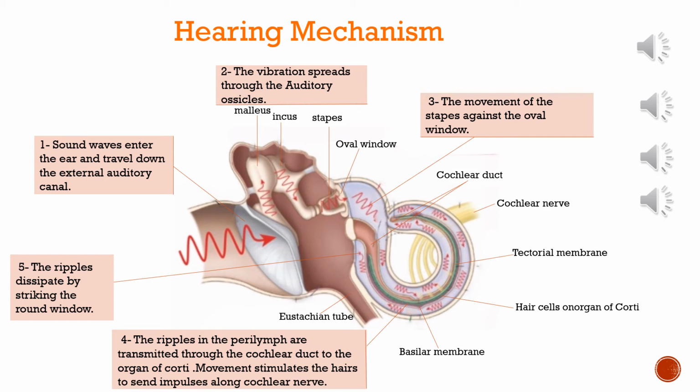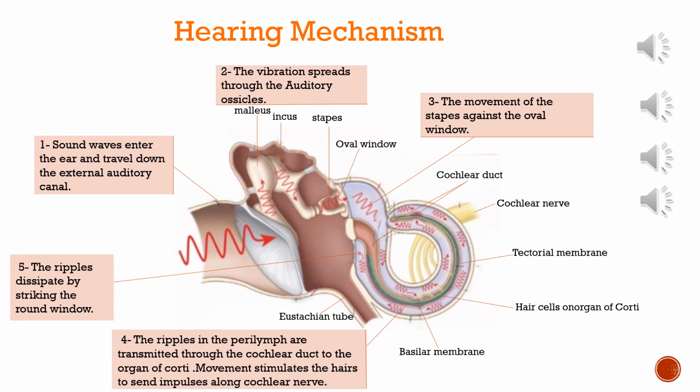Second, the vibrations spread throughout the auditory ossicles. Third, the stapes moves against the oval window, so this shocks the perilymph in the cochlear duct. Fourth, the ripples in the perilymph are transmitted through the roof of the cochlear duct to the organ of Corti.